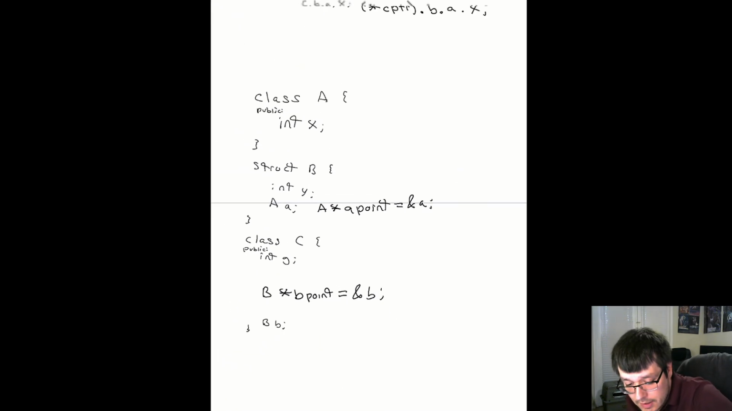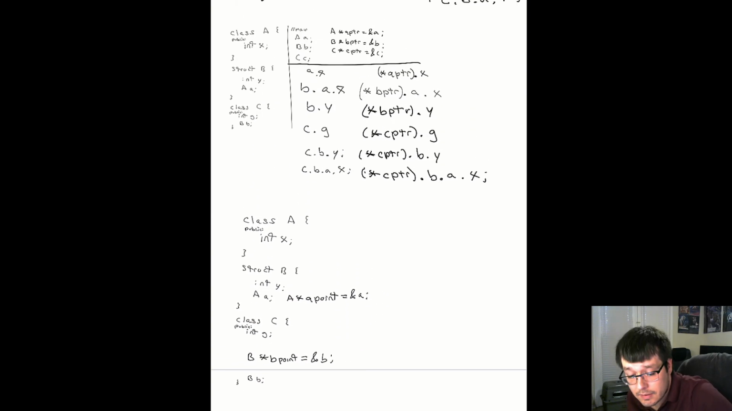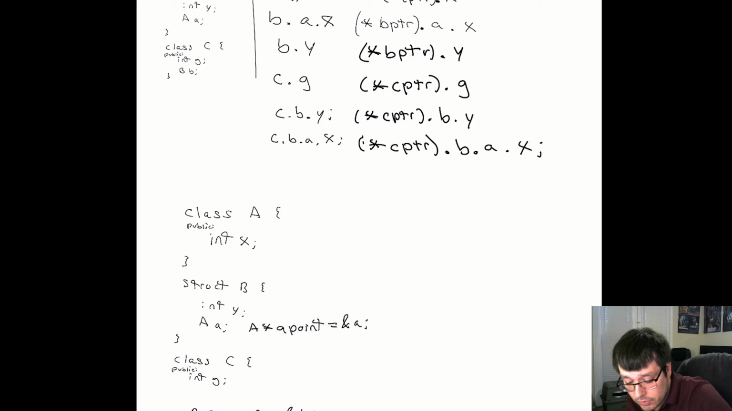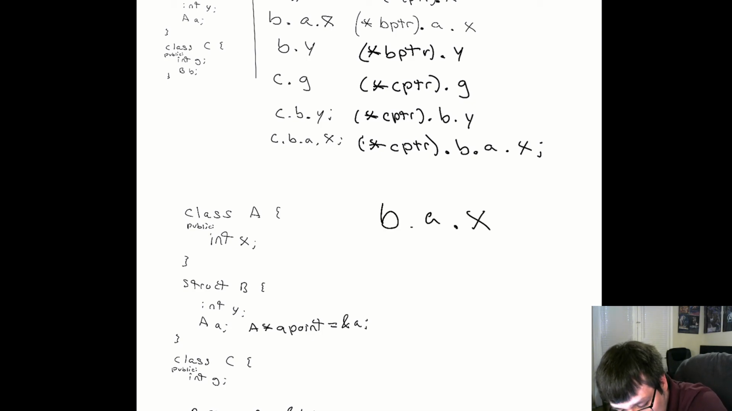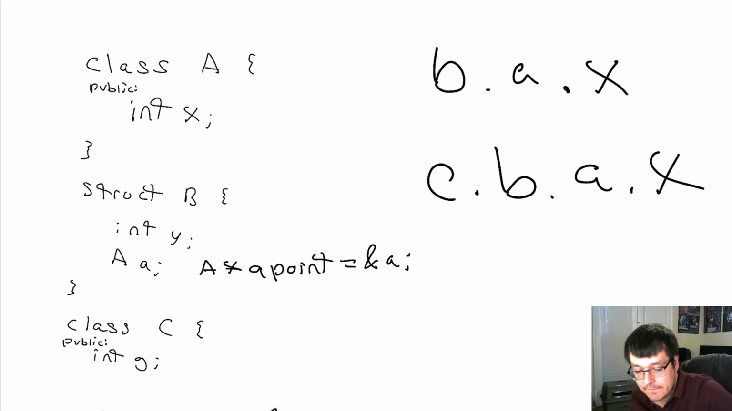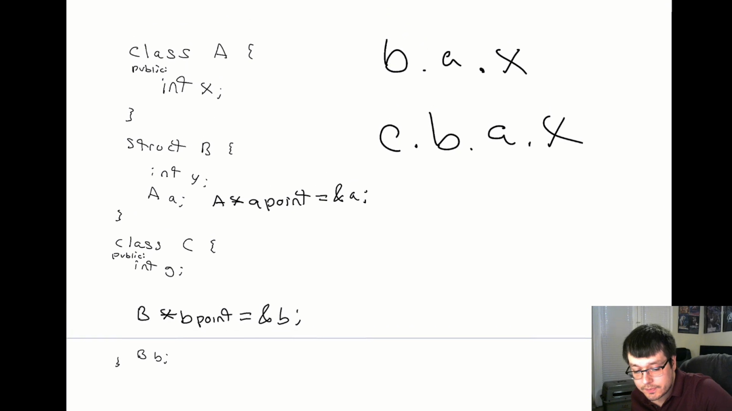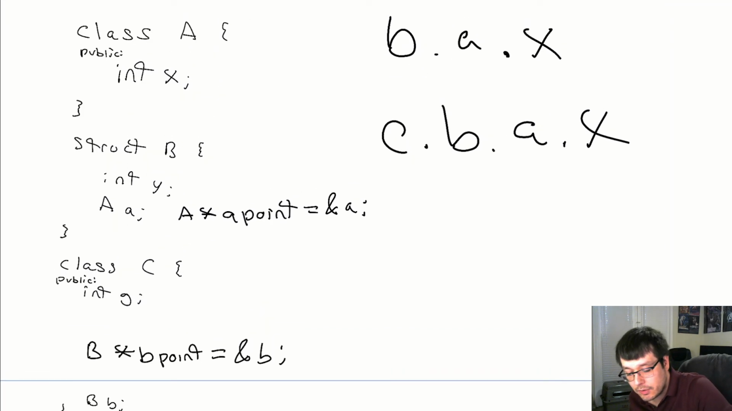So now that that's set up, let's go back to those two lines. So we had BA.x and CBA.x, okay? So now let's do those. And feel free in chat to try to do the last one. Well, I'll do the second one.